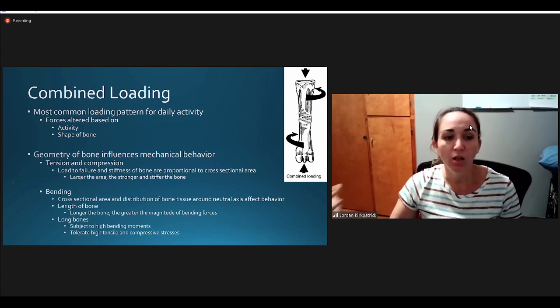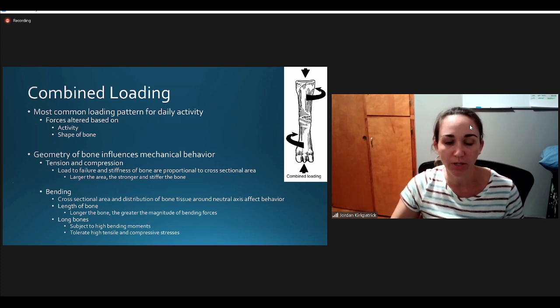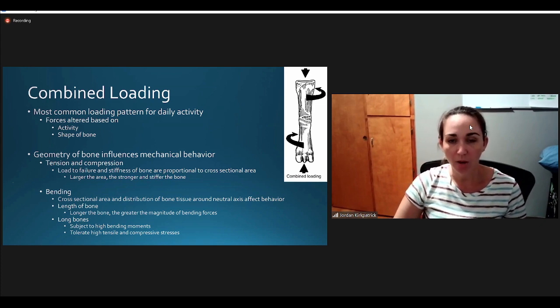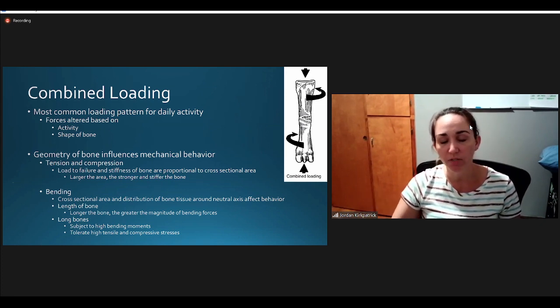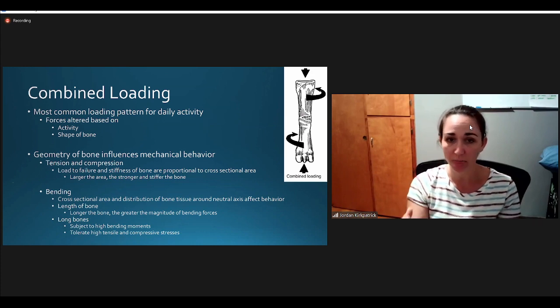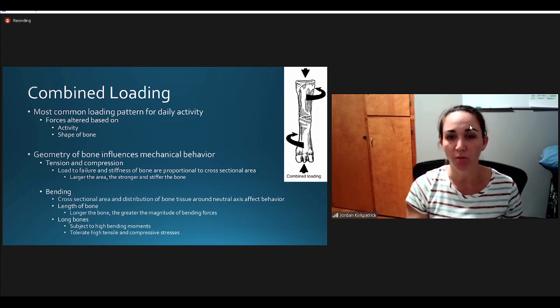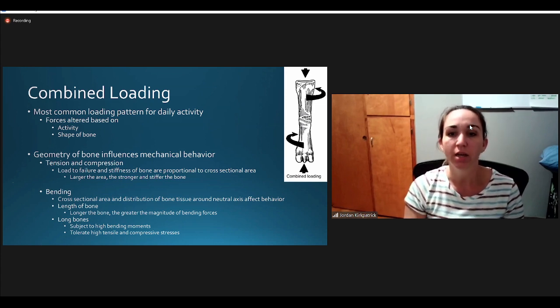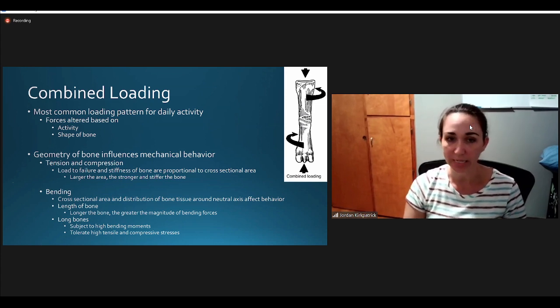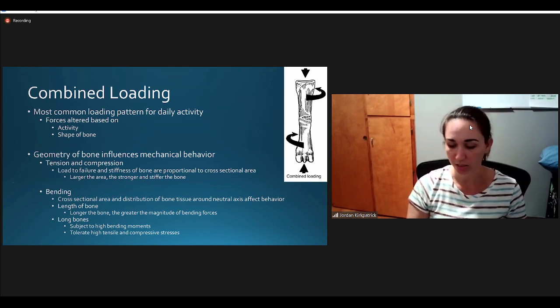For horses, long bones, because they're the longer bones, are subject to the highest bending moments. They can tolerate a lot of tensile and compressive forces, but when they fracture, it can be a lot more catastrophic because they can handle a lot more force, store a lot more energy, and then when they fracture, that energy is released into the bone and surrounding tissue.